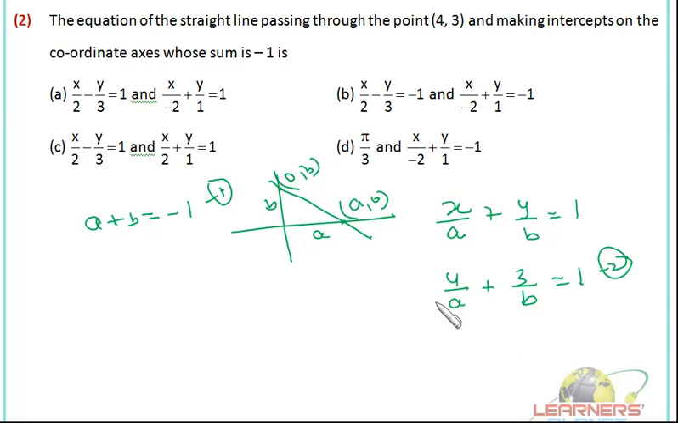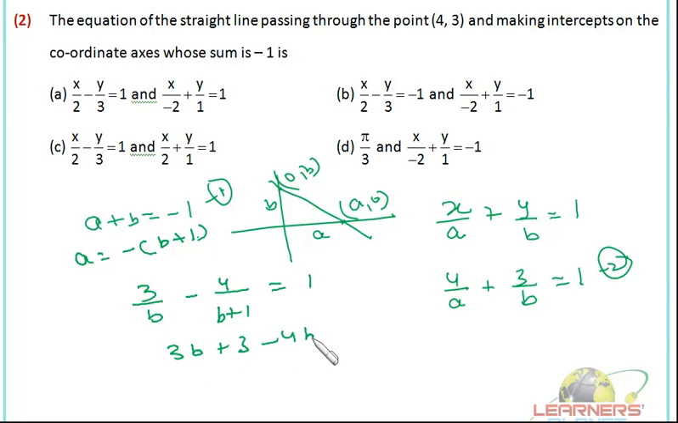Now over here, either we can substitute the value of b or substitute the value of a. So actually a is minus of b plus 1, right? It will be minus 1 minus b. So a will be minus b minus 1. So I put the value of a over here. So it is 3 by b minus 4 upon b plus 1 is equal to 1. Now just take LCM. 3b plus 3 minus 4b is equal to b square plus b.